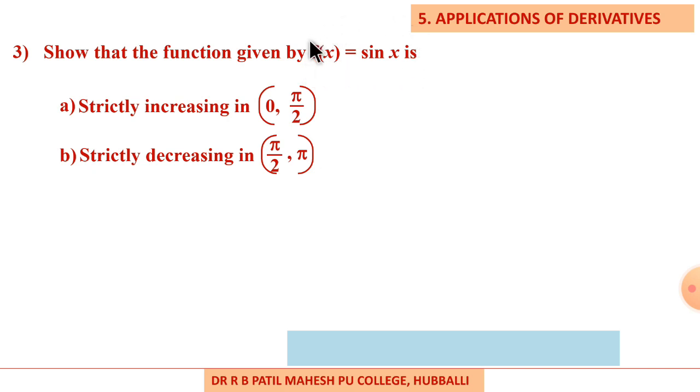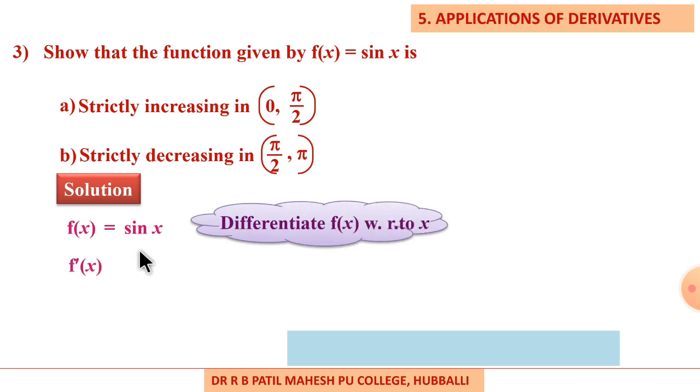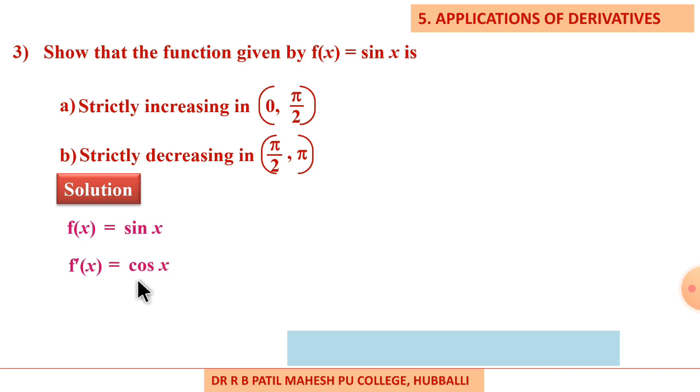So already we studied in the first PU the graph for the sine function. In that graph you have to prove that from 0 to 90 the function is strictly increasing, and pi by 2 to pi strictly decreasing. So first start with the given term. Write down this given term, that is f of x equal to sin x. Then differentiate with respect to x. So we get f dash of x equal to cos x.